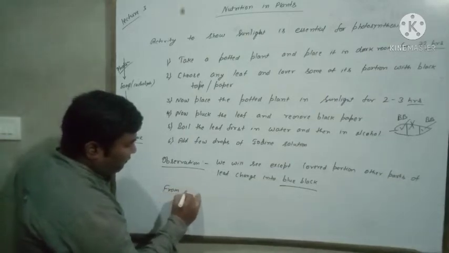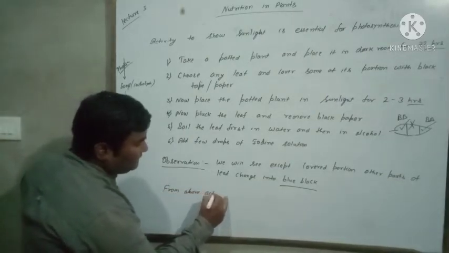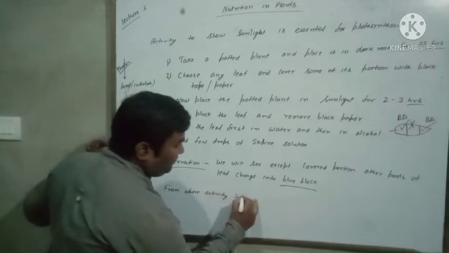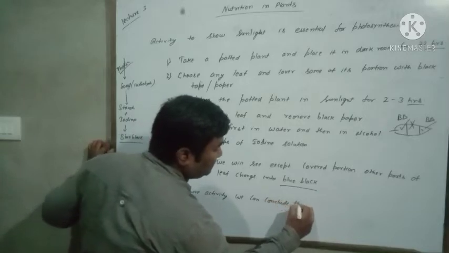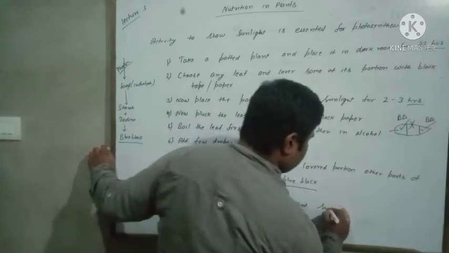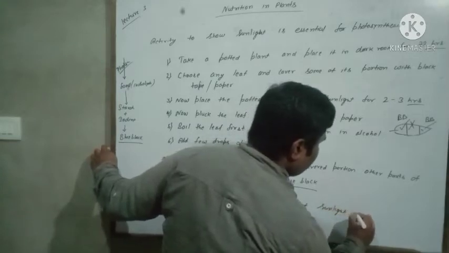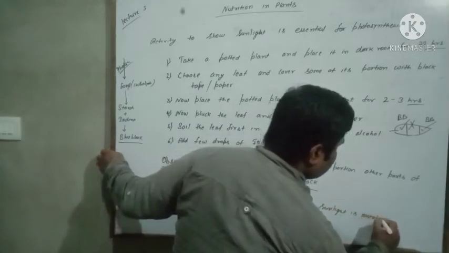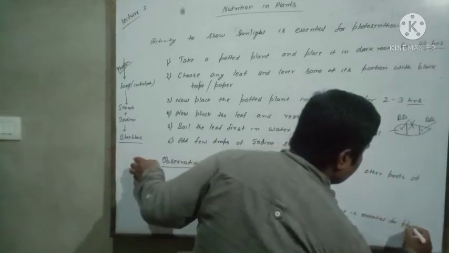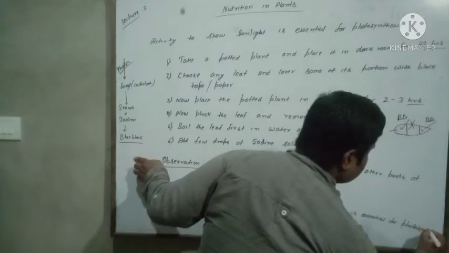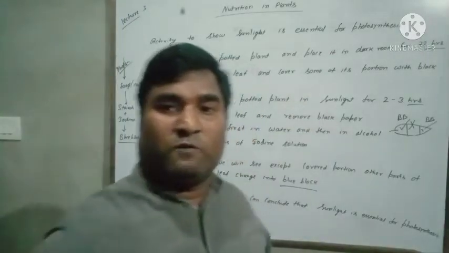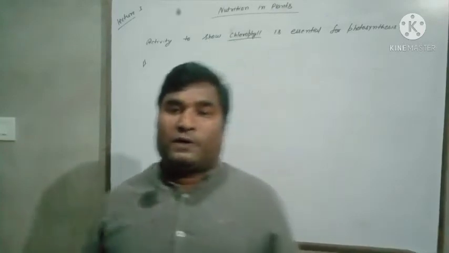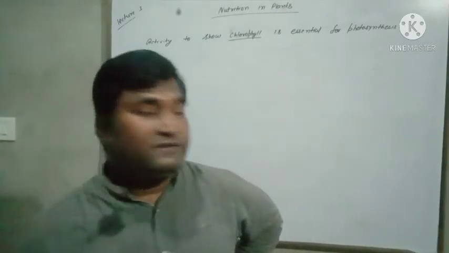So from the above activity we can conclude that sunlight is essential for photosynthesis. Okay. So hope you understand these two activities. Okay. One more activity I will explain. Okay. You know money plant.